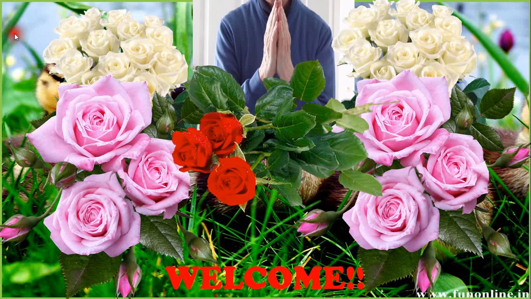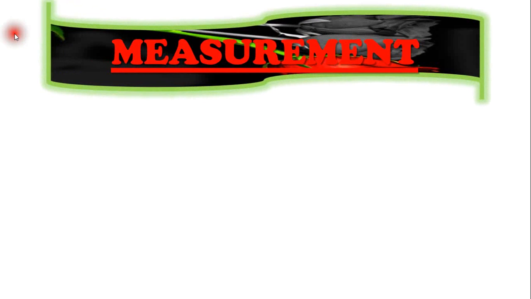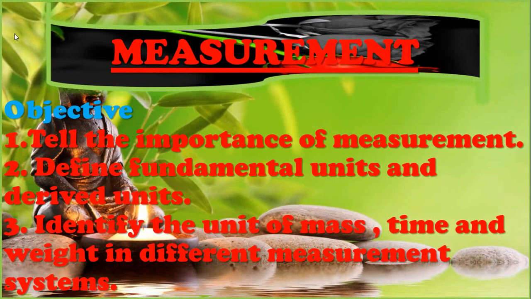So let's get started to discuss our topic. Today our topic is measurement, and in the topic measurement we have to discuss some specific objectives. Objective number one is we should learn to tell the importance of measurement. The second objective of this chapter is to define measure, fundamental units and derived units, and the third and last objective of this chapter is to identify the units of mass, time, and weight in different measurement systems.